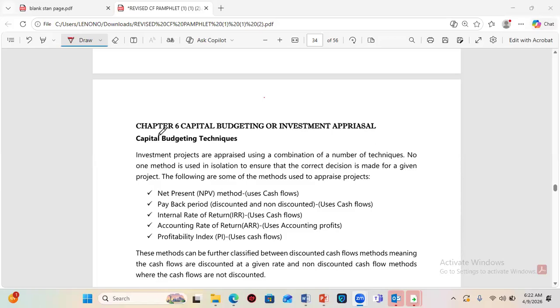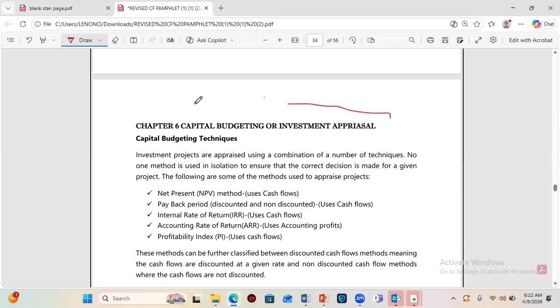Okay, so capital budgeting is actually also called investment appraisal technique. And we're talking about investment projects being appraised using a combination of a number of techniques. No one method is used in isolation, to ensure that a correct decision is made for a given project. So the following are some of the methods used to appraise projects.